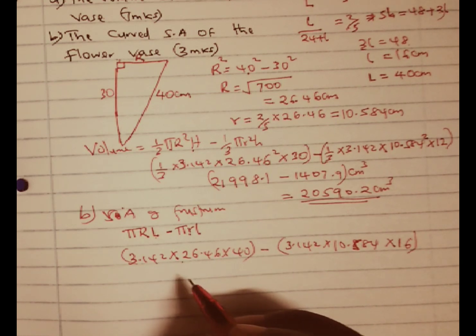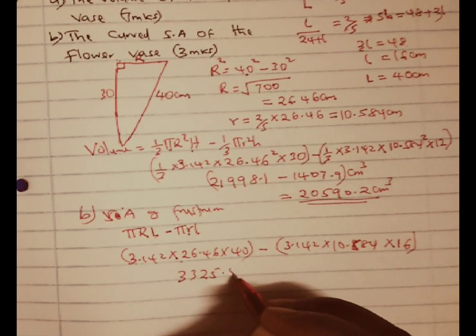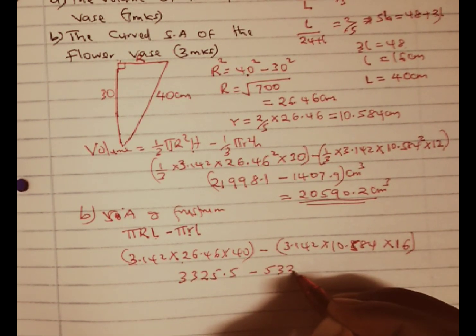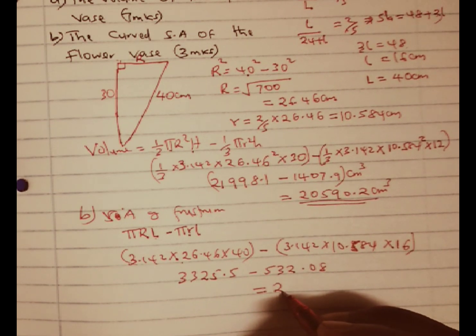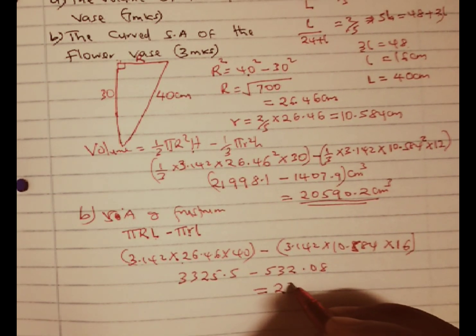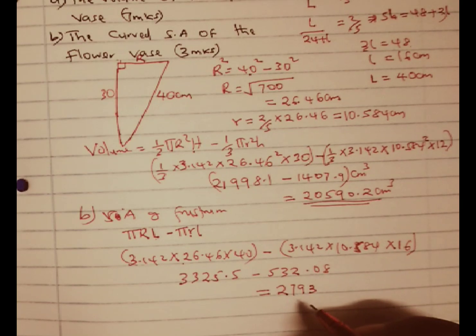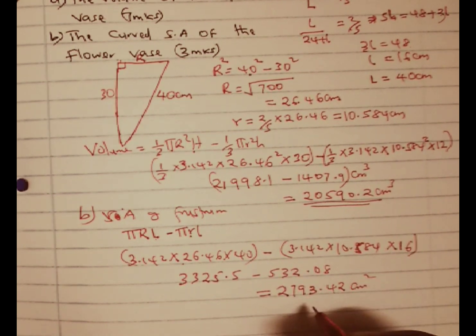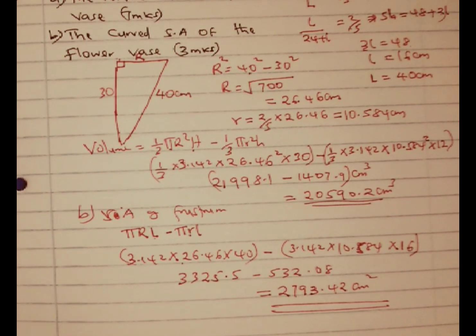From here now we can move down. This part will give us an answer equivalent to 3,325.5 minus this other part will give us 532.08, and the difference between the two will give us 2,793.42 centimeter square as the surface area of the vase, which is in the shape of the frustrum.